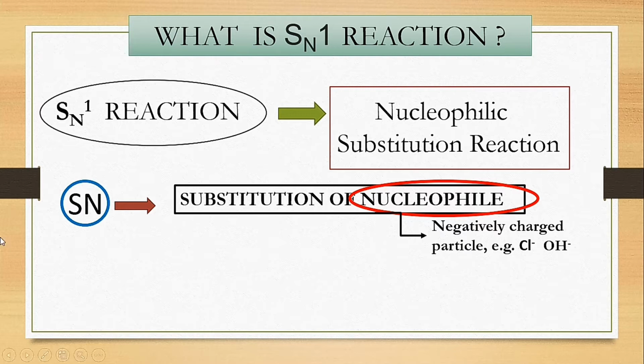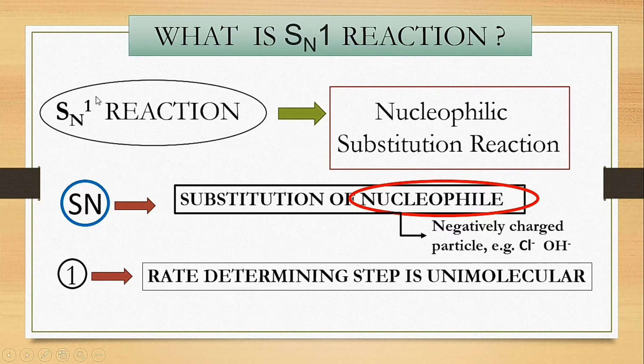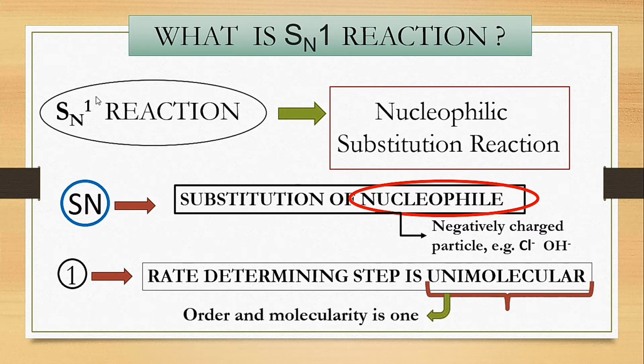Next, you can see there is a 1 in SN1 reaction. So 1 stands for rate determining step of SN1 reaction is unimolecular. 1 means unimolecular. Now, what is unimolecular? Unimolecular means in SN1 reaction, the order and the molecularity is 1.